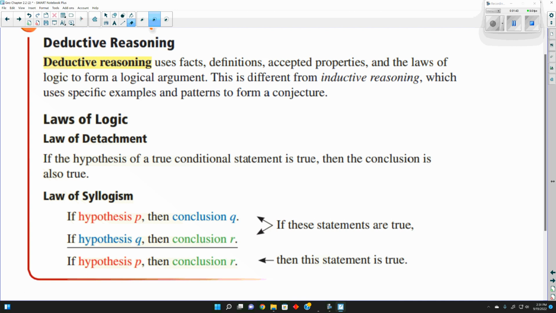Now the law of syllogism. If hypothesis P, then conclusion Q. And we have if hypothesis Q, then conclusion R. If we have these two statements and both of them are true, then we can say if hypothesis P, then conclusion R.